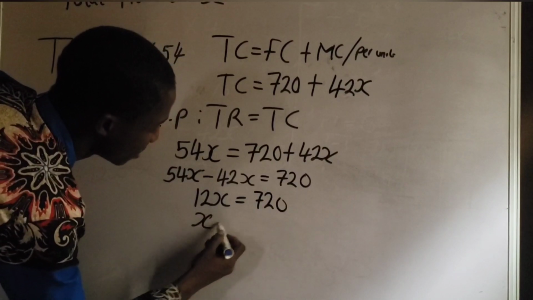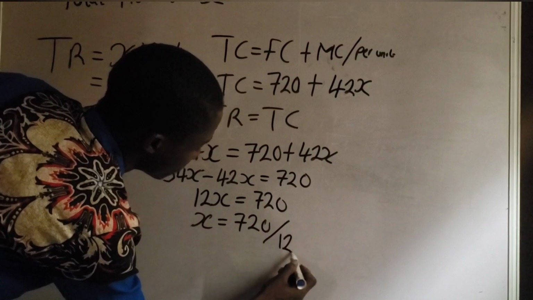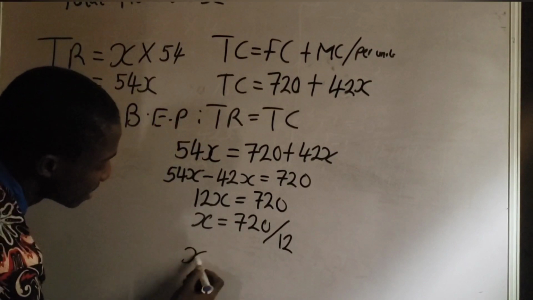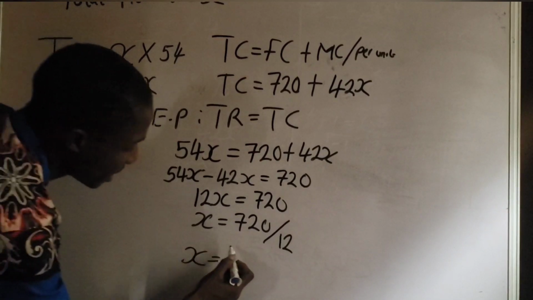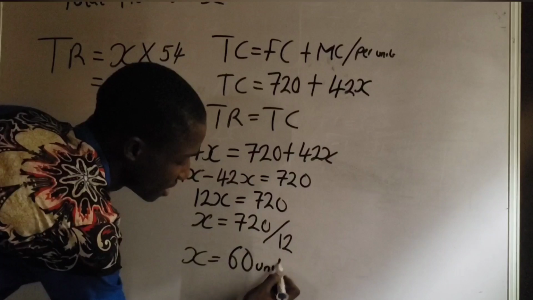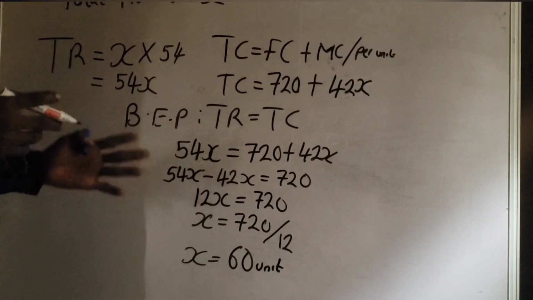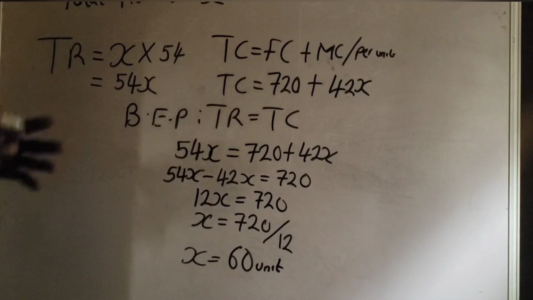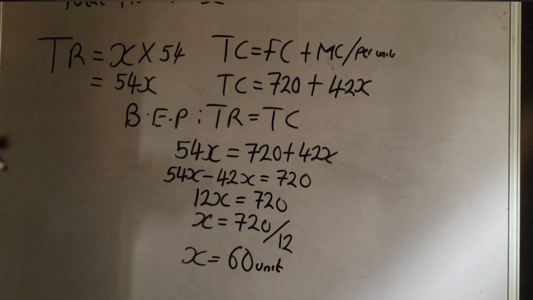So X is equal to 720 divided by 12. If you punch your calculator, you are going to get 60. The value of X is 60 units. Now we have already calculated the total units of product that the firm has to produce to break even. The total units of products that the firm has to produce to break even is 60 units. Don't forget that at break-even point, the firm is neither making profit nor making loss.